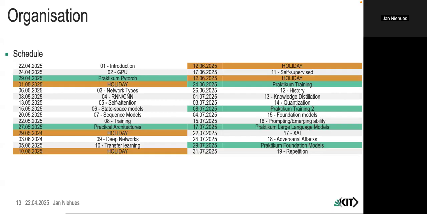Then we'll look into different types of architectures. Some of them you might know, like RNNs and CNNs. We'll look at self-attention, state space models, and so on. The second part will be more about how to train the models. Then we have a last part, which is more about foundation models, which we're currently seeing, where you train basic models and then apply them to other tasks.